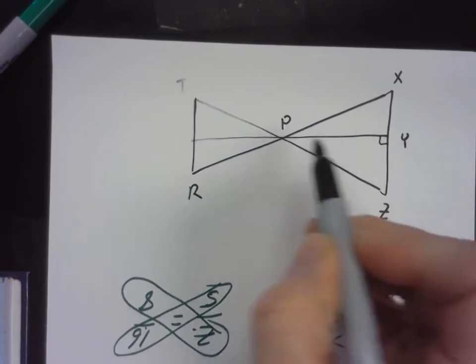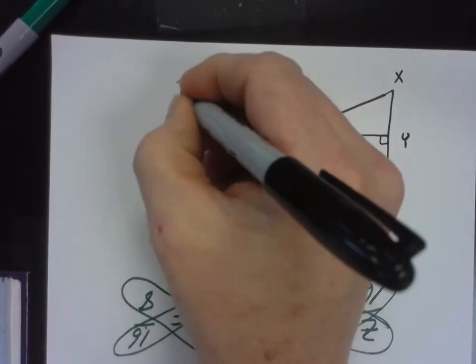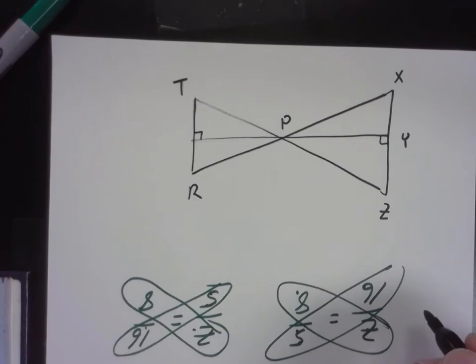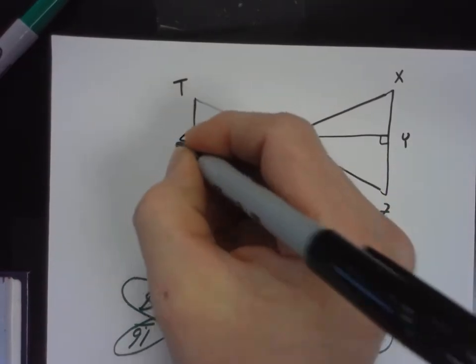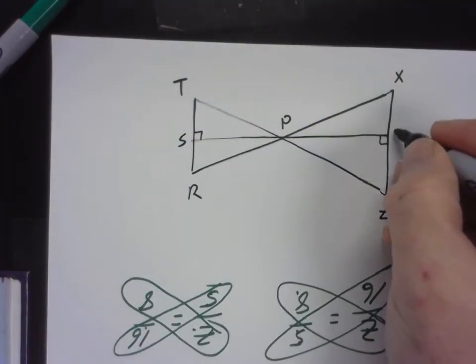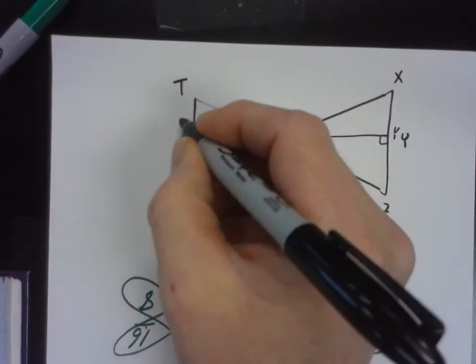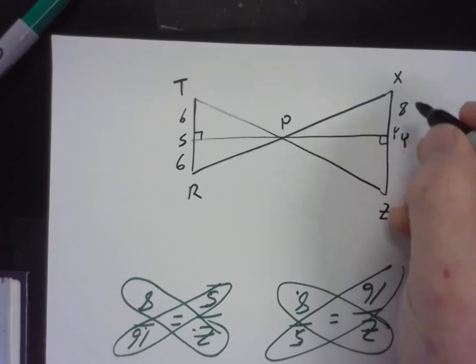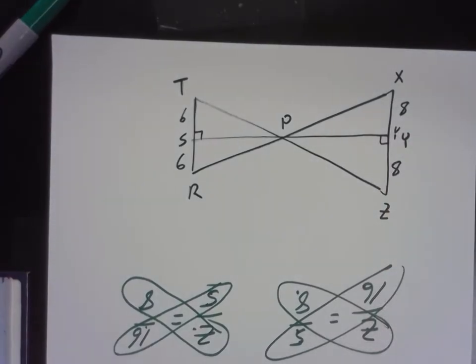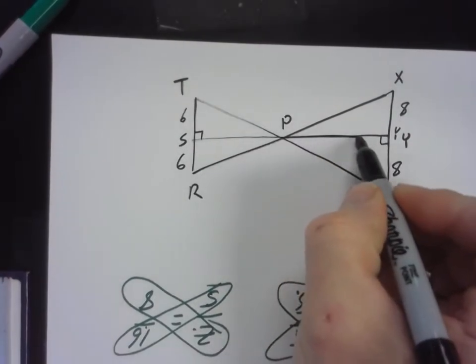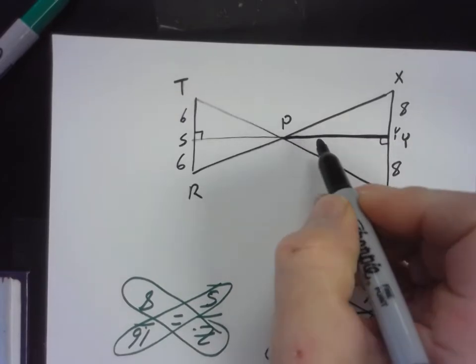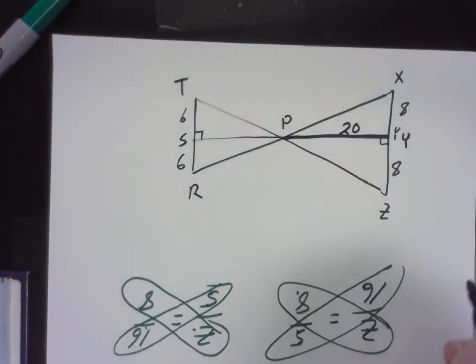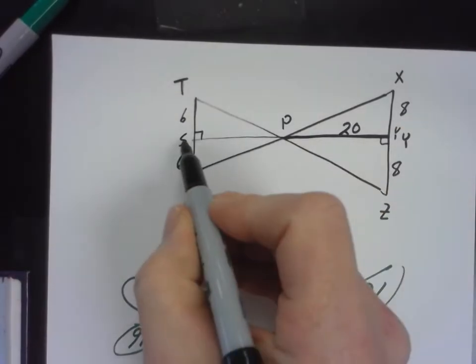So this is an altitude drawn on both of those triangles. And it's actually, these are isosceles triangles. That's 6, that's 6, that's 8, that's 8. These altitudes are going to have the same proportion as the sides. So if this is 20, we can find SP.